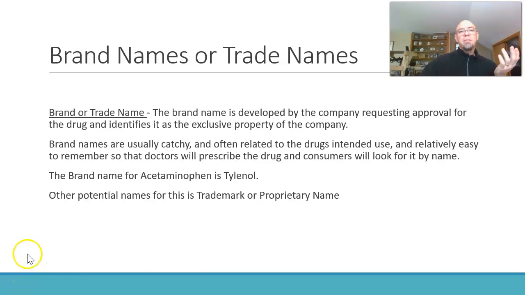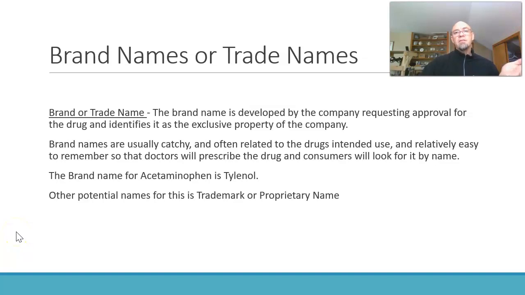And so finally, we're here to brand names or trade names. It's the name that is developed by the company that requests approval for the drug by the FDA. And so since they are the makers of the drug, they are the original owners of the drug, they get to make their brand or trade name. And so Johnson & Johnson decided to call acetaminophen Tylenol. And we all know that name now.